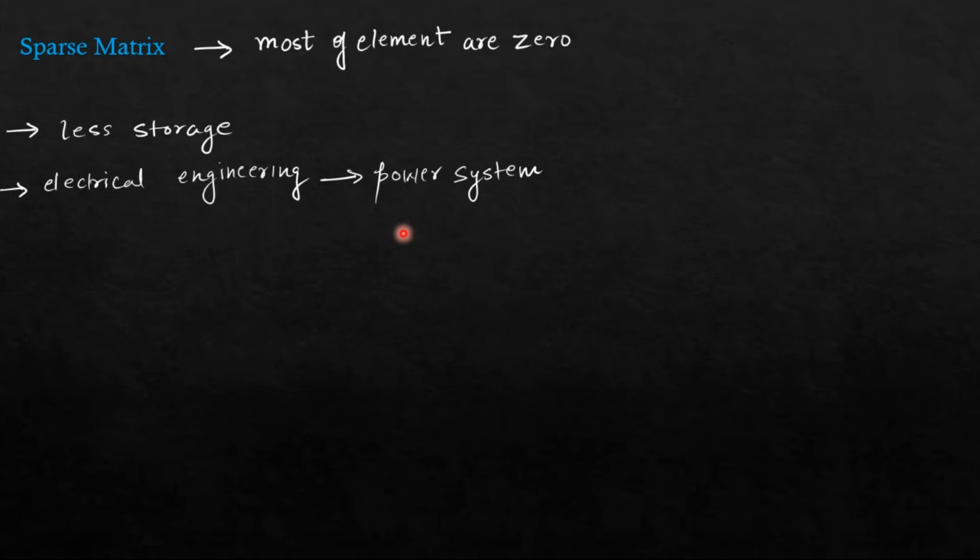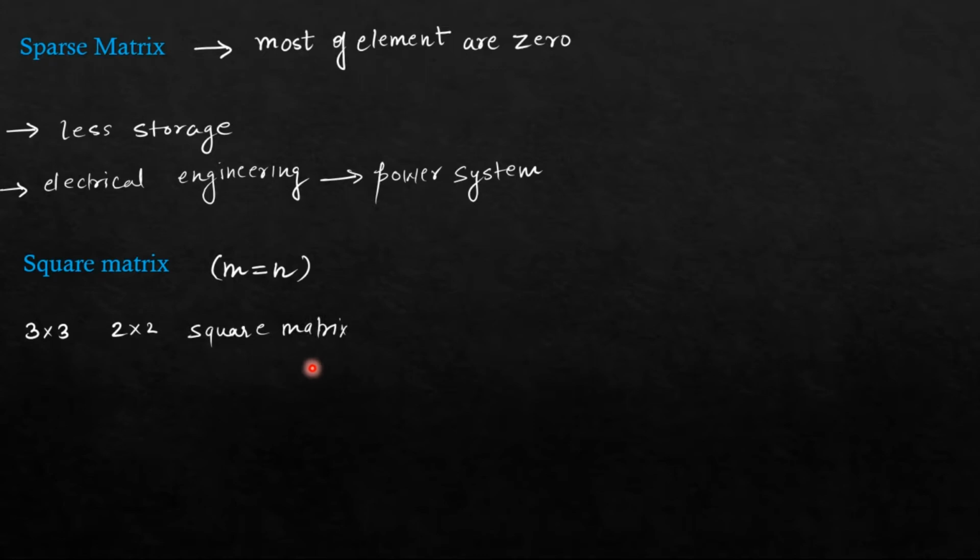Next categorization we do for the square matrix. Now what is a square matrix? A square matrix is the one in which the number of rows is equal to the number of columns. m is equal to n. That is, suppose I give you a 3x3 matrix or 2x2 matrix. Such matrices will be known as square matrix.